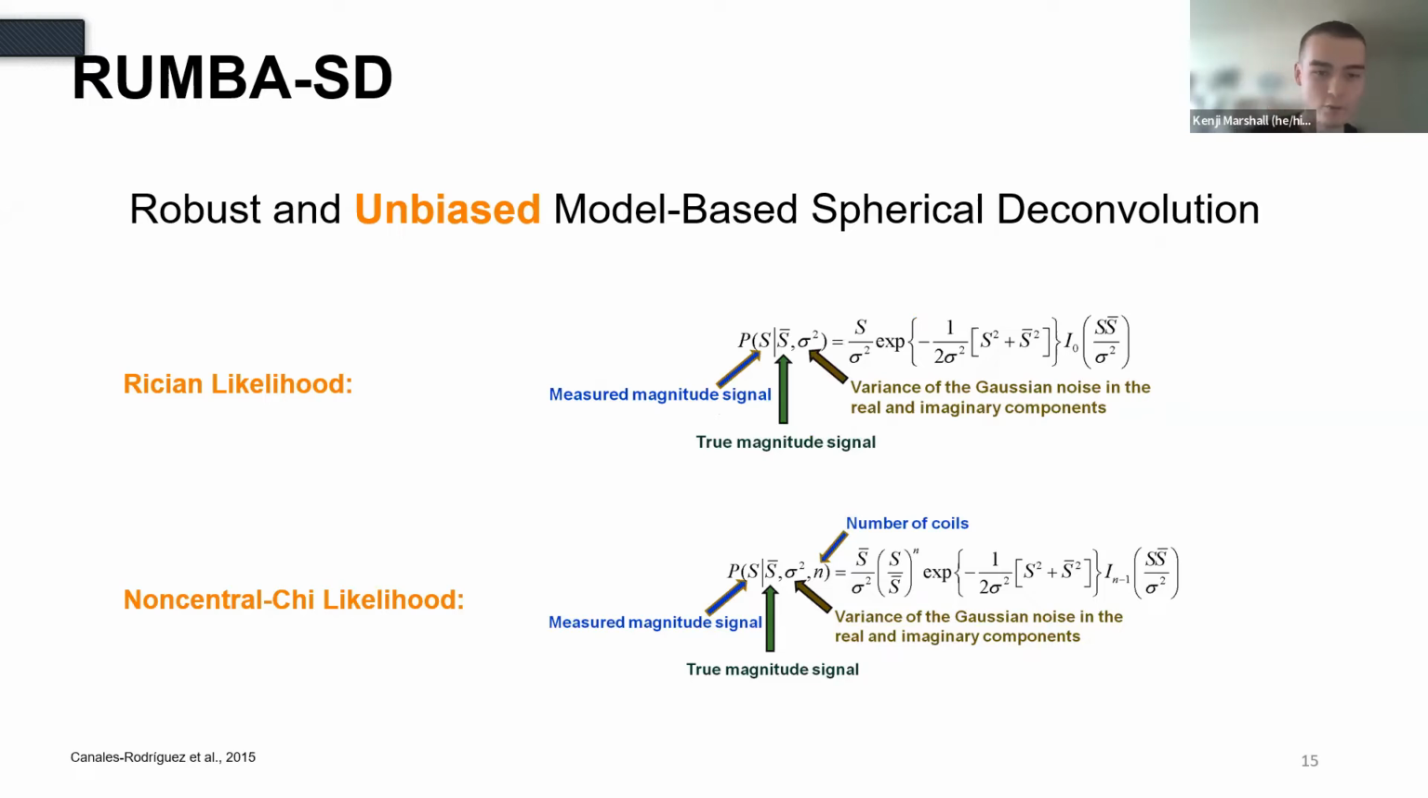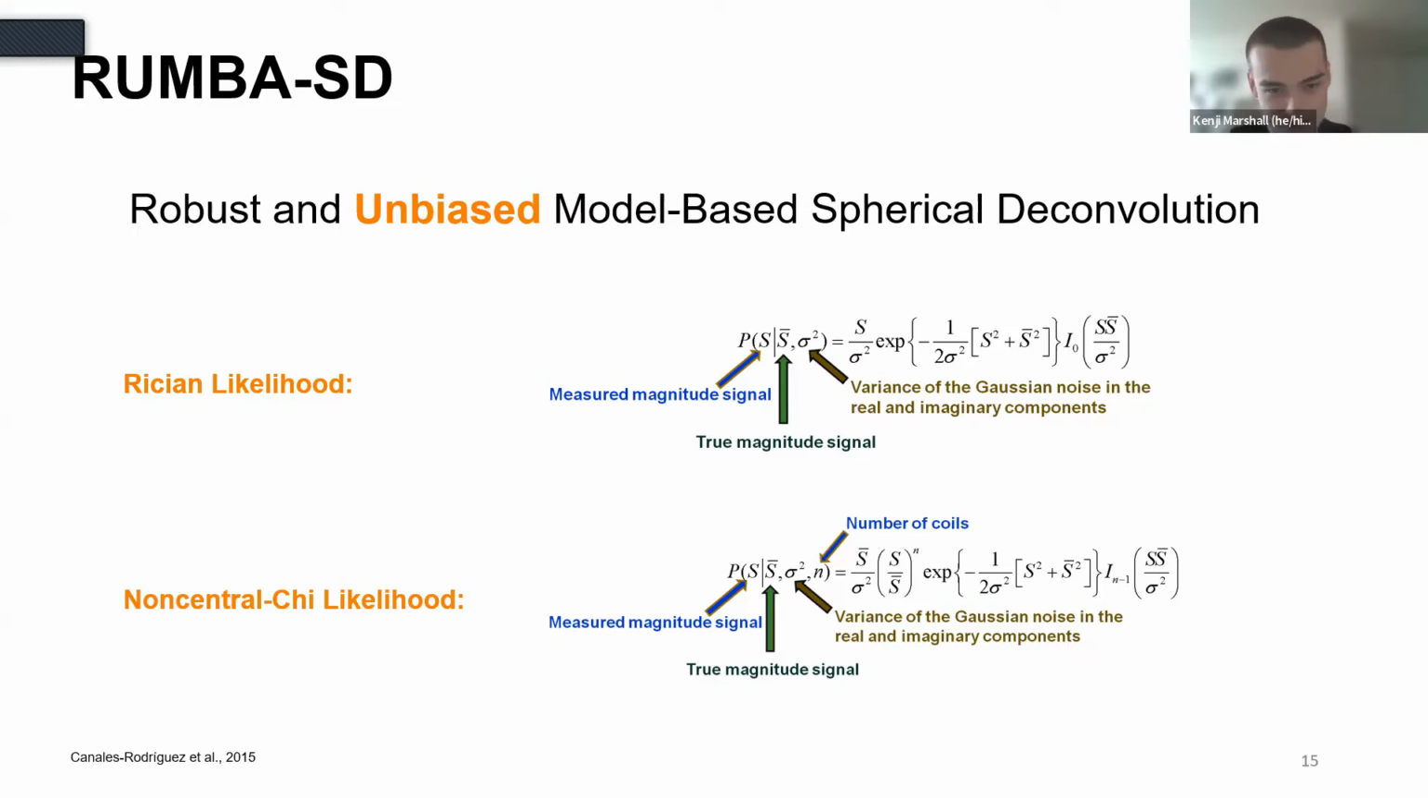And the reason why we can call RUMBA unbiased is because it explicitly uses these Rician and non-central Chi likelihood expressions in its signal estimation, in its FODF estimation process. So these are the Rician and non-central Chi likelihood formulas in the context of MRI signals. They are these likelihood expressions for your measured magnitude signal given your true magnitude and the variance of the complex signals at the coils originally.